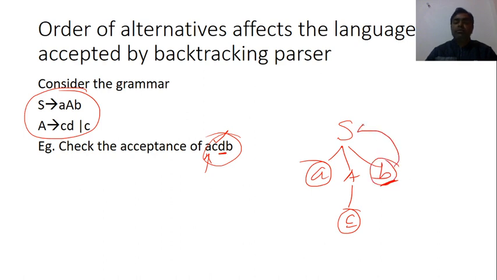It will go to the parent and check whether there is any other alternative of S. In this case, no. There is no alternative of S. There is only one production of S. So it will just generate the error. So this string is not accepted. It will just announce that this string is not accepted. That means when I am using the backtracking parser, which alternative I am using at that time affects the acceptance of that string.